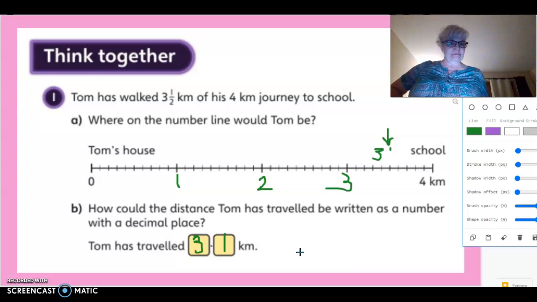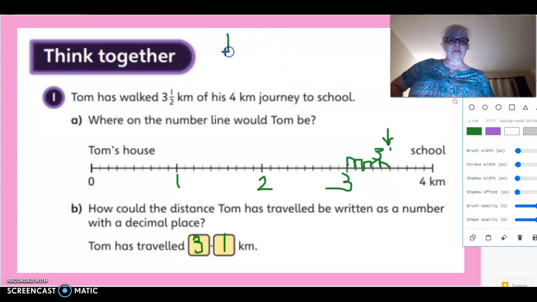Is that right? 3.1. Well, let's look. All right, we know that there are 10 spaces right here. If this is 3.5, we need to count 3, then 1/10, 2/10, 3/10, 4/10, and 5/10.